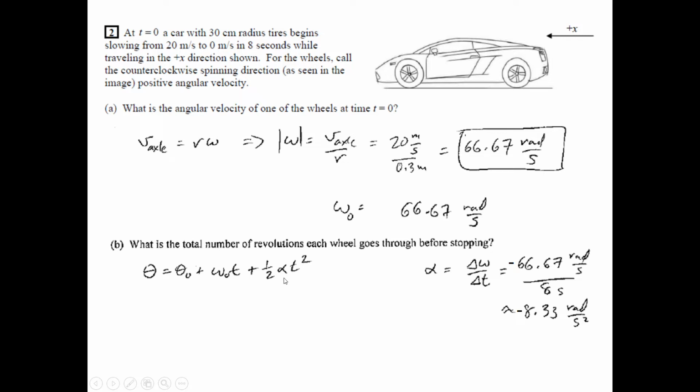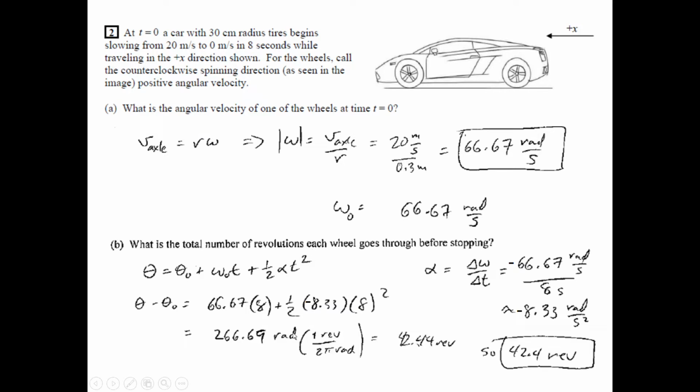And so I've got my alpha, I've got my t, I've got my omega 0, and so I can calculate what theta minus theta 0 is, the total change in angle, by plugging all those things in. I get 266.69 radians. We were asked for the number of revolutions, so I have to do a quick unit change, which is to multiply by 1 here. 1 revolution is the same thing as 2 pi radians, and I've done that to cancel out the radians. So I get about 42.4 revolutions.